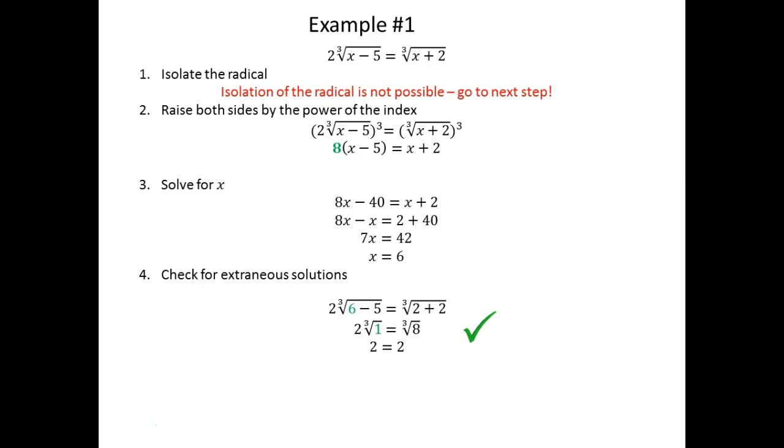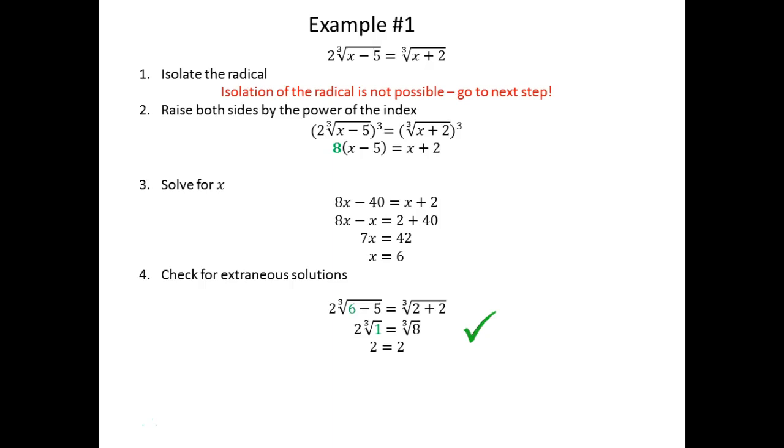Now is the easy part. I solve for the variable, and so I'm going to distribute 8 across x minus 5, and then I am going to add 40 to both sides and subtract x from both sides. I end up with 7x is equal to 42, and from there it's very, very easy. I just divide both sides by 7, and I get the answer of 6.